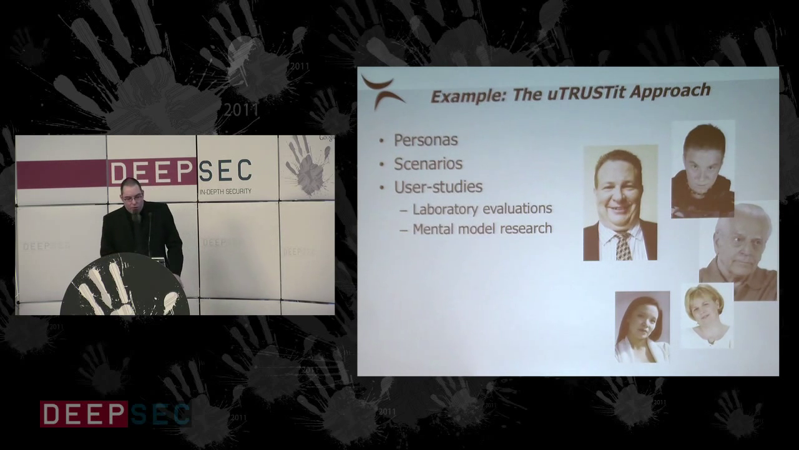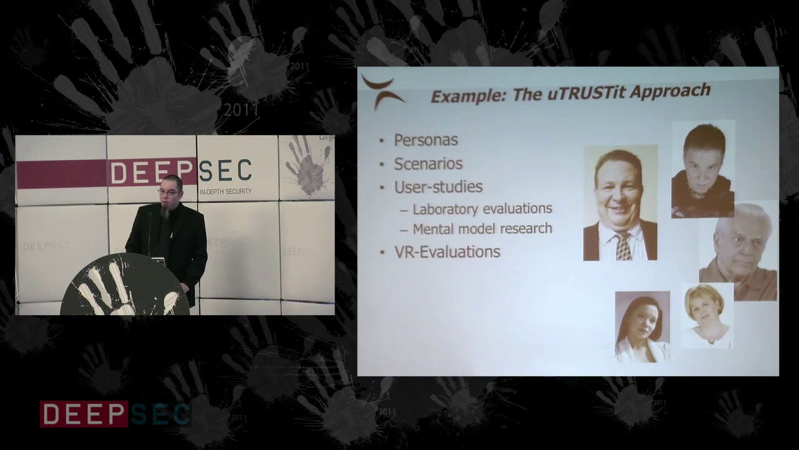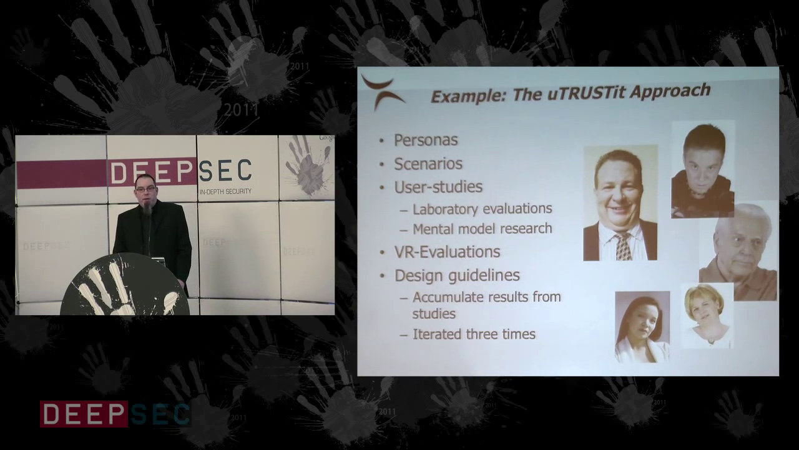Of course, we also do user studies. Besides the classical laboratory evaluations of different prototypes or parts of prototypes, we do this mental model research. For the uTRUSTit project, as I said, it's very hard to evaluate things which are not in place. We try to do some evaluation in virtual reality environments. And one important point is that, of course, we use design guidelines in the project.